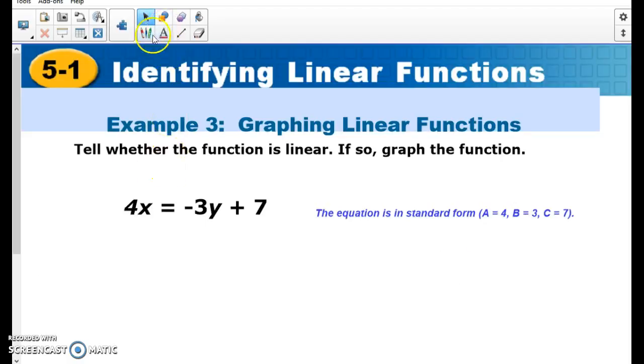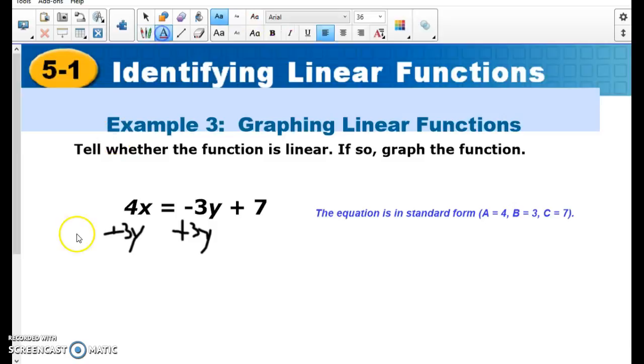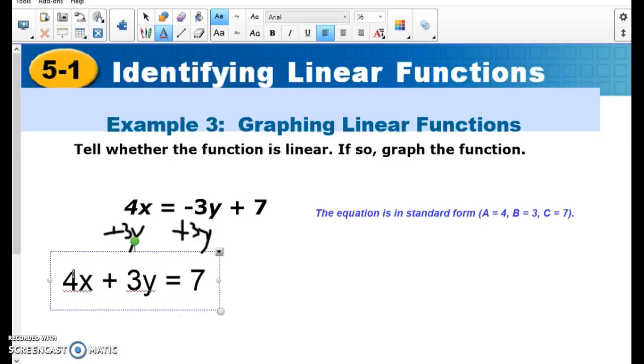So let's do another one. This one, it says minus 3y, so I'd have to add 3y to both sides. So then when I'm done adding 3y to both sides, I get 4x plus 3y equals 7. And again, I would need to write down what's my number in front of x. So a equals 4. My number in front of y, b equals 3, and the number it equals is 7. So c equals 7.